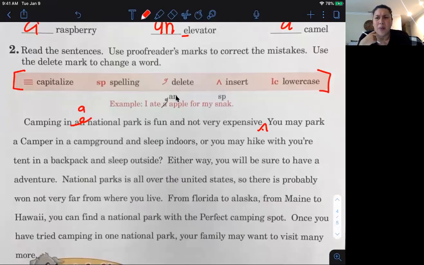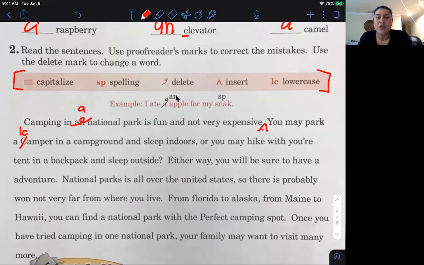Is camper a proper noun? Are we talking about a specific camper or the name of a specific camper? Nope. So we're going to go ahead and cross that out and put LC. That needs to be lowercase. It does not go capitalized. That is not the beginning of a sentence.